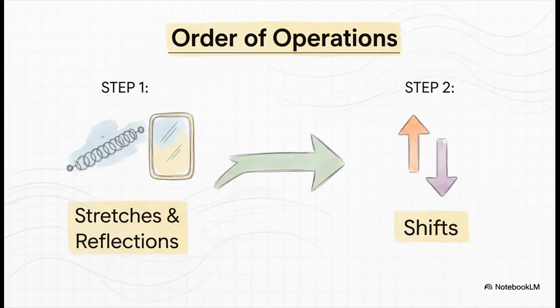So the takeaway here is super clear. You have to perform the transformations in the same order as the order of operations. Always do your stretches and reflections first, and then, after all that, apply your shifts. It is the most reliable way to get the right graph every single time.